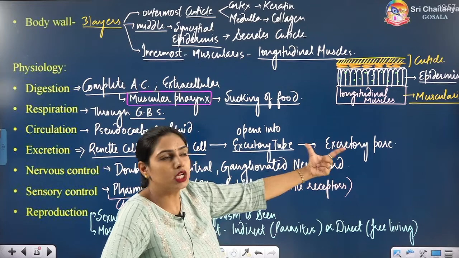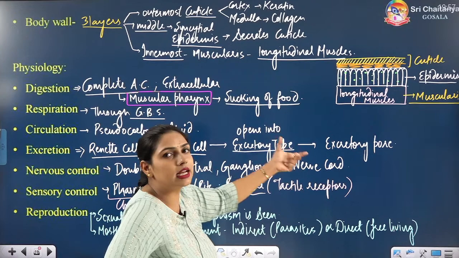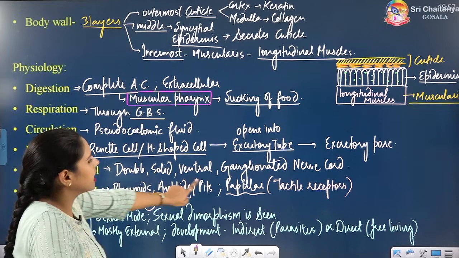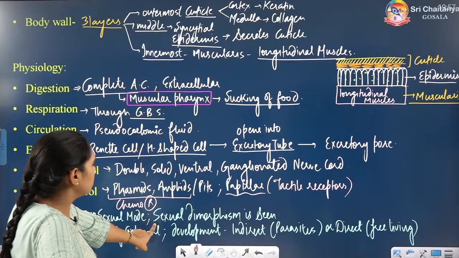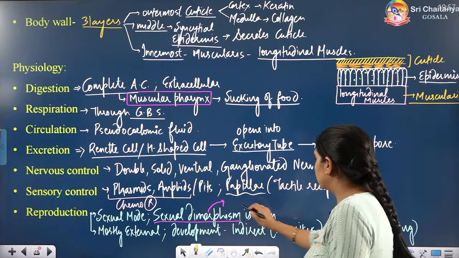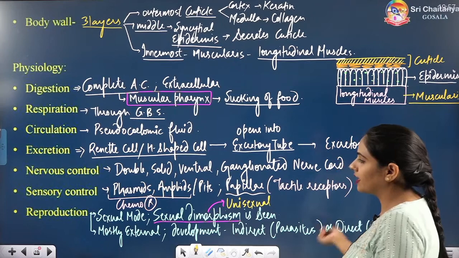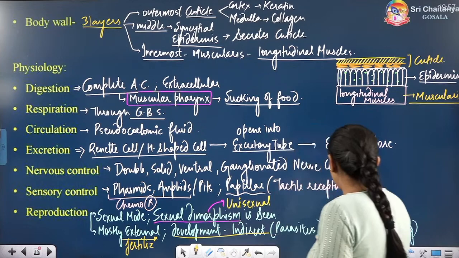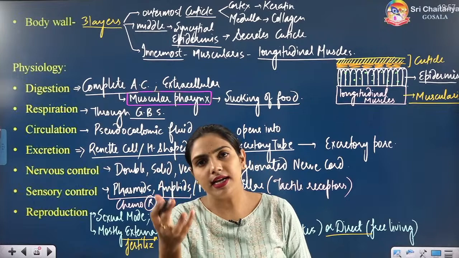So, you have to remember that there is an H-shaped cell which releases the metabolic waste into the excretory tube. Nervous control is there: double solid ventral ganglionated nerve cord. Sensory control is there; there are so many sensory structures in them. Reproduction: you have to remember sexual dimorphism. That means they are unisexual; male is different, female is different. Sexual mode of reproduction is there, mostly external fertilization. Development can be indirect or direct depending upon the animal. If it is parasitic, indirect development mostly occurs.